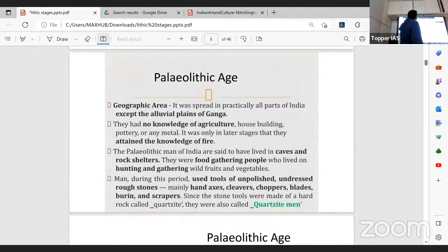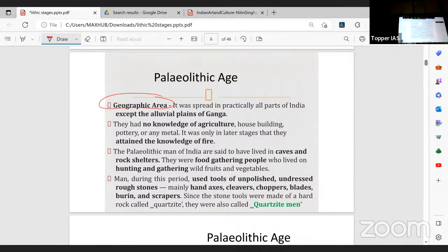So, the first one, the Paleolithic age, also called the early Stone Age. Which geographical area? Throughout India except the Gangetic basin, except the alluvial plains of Ganga. It was spread practically over all parts of India except the alluvial plains of Ganga.